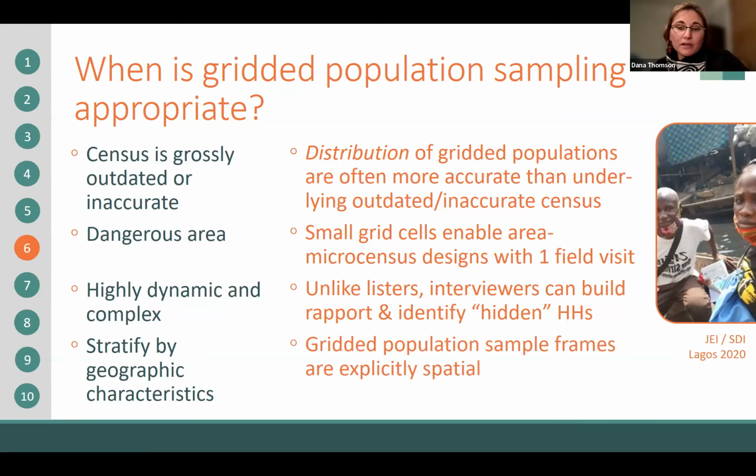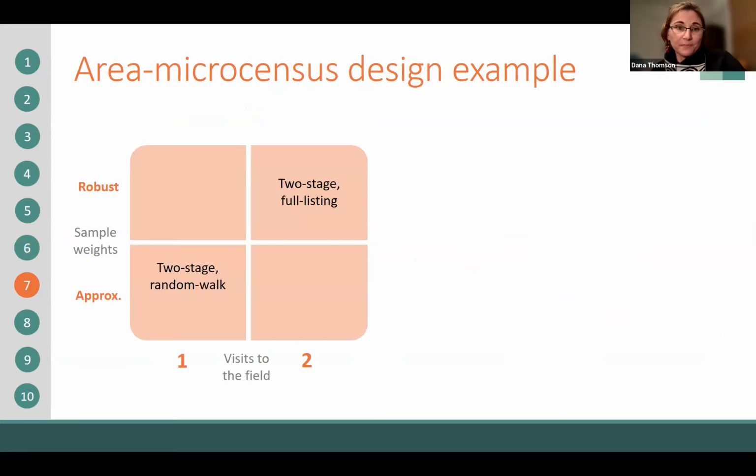And finally, if you are stratifying by areas that do not follow administrative boundaries, for example, if you want to stratify on climatic zones or air quality bands, you inherently need a geographic sample frame so that you can classify who's in which strata, and gridded population data sets are inherently spatial. So they're an easy data set to use for estimating population by strata.